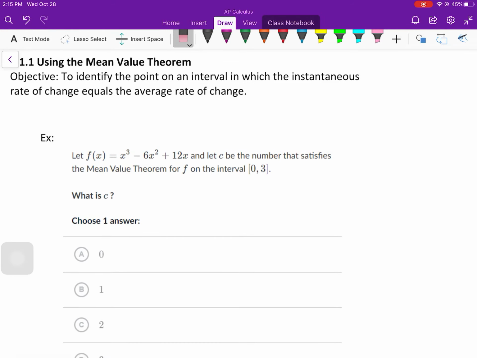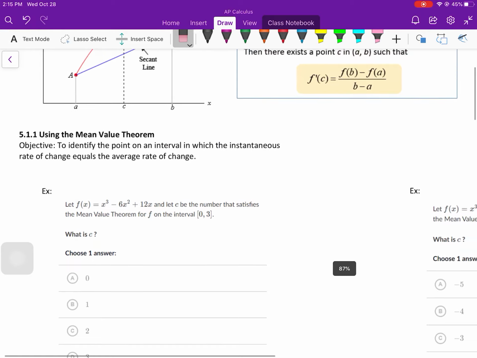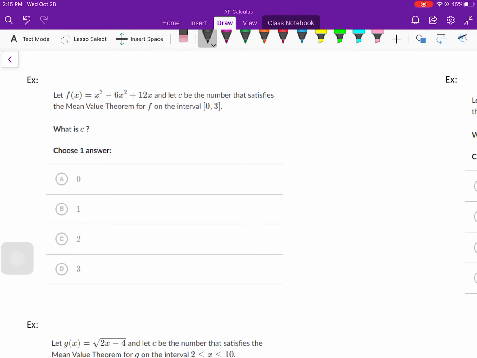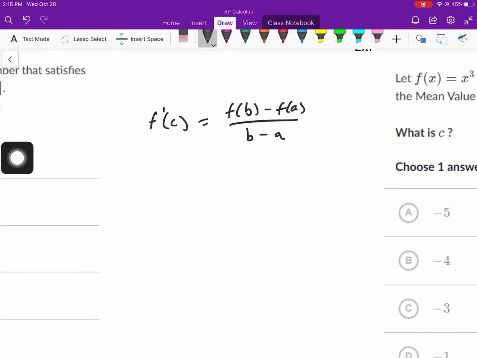So going through this example right here, we're going to use that same exact formula. We're just going to set f prime of C equal to f of B minus f of A over B minus A. Now the nice thing here, they gave us the interval from 0 to 3, so there's our interval. And we're going to look for C, whatever C is. So I'm going to go ahead and fill that in right now. f of 3 minus f of 0 over 3 minus 0. And let's just focus on that side for now.